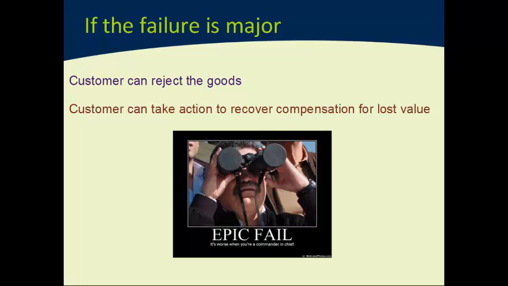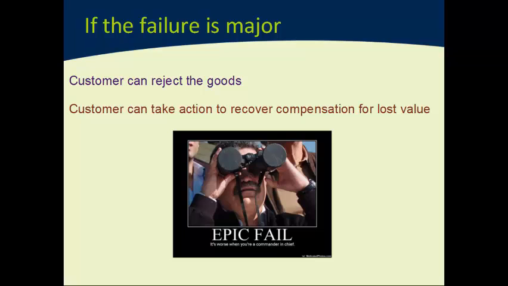If we do have a major failure, I really do love those epic fail type memes. If we do have a major failure, what can the consumer do? Well, the first and most obvious thing the consumer can do is reject the goods. In other words, you take it back and you say, this is not what I was purchasing. This is not what I am prepared to accept. I do not accept this product as being a proper product satisfying or discharging your obligations under the contract.